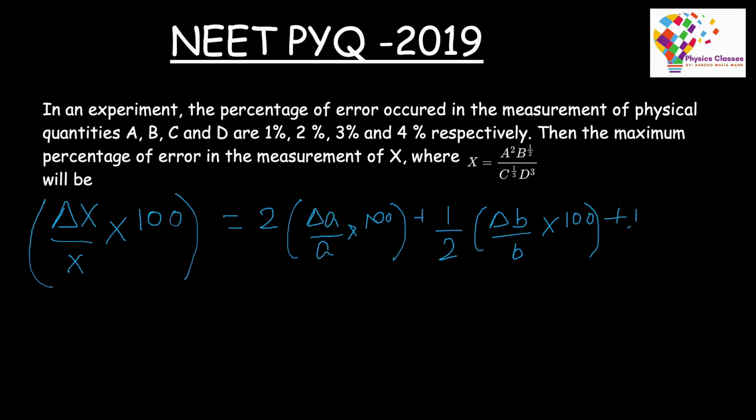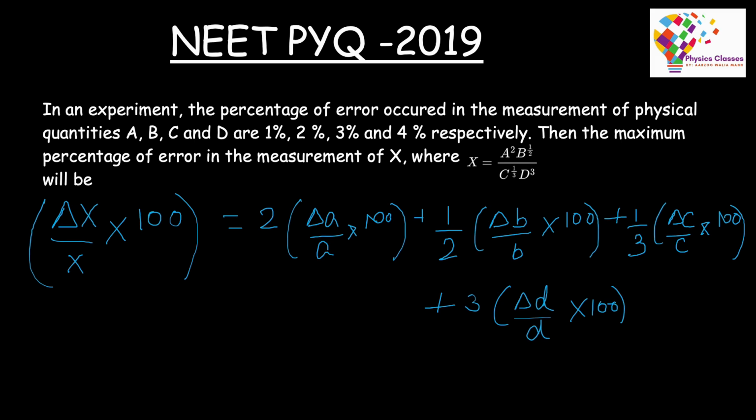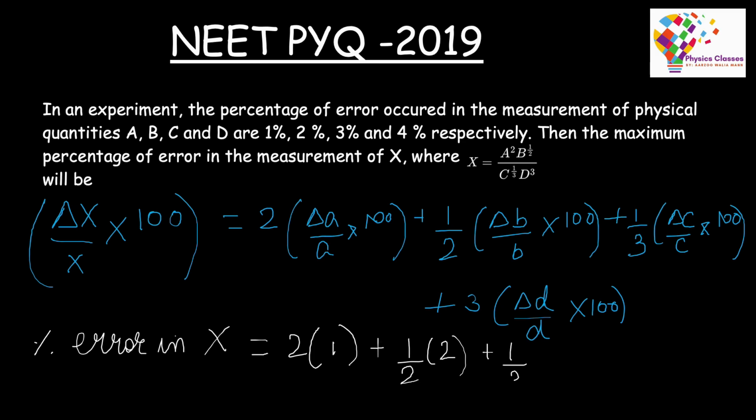The only thing to be kept in mind is that whether the quantity is in the numerator or the denominator, the power always has to be multiplied with the percentage error. Therefore, the percentage error in X will be equal to 2 times 1 plus half times 2 plus 1/3 of 3 plus 3 into 4. The total percentage error from here comes out to be 16%. So my answer over here is 16%. I hope you understood how easy the question was. Only one very basic rule, the power rule, had to be applied here.